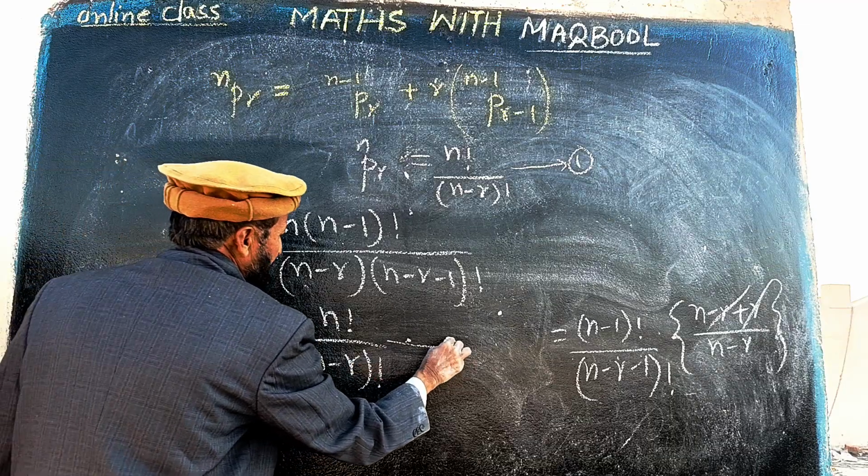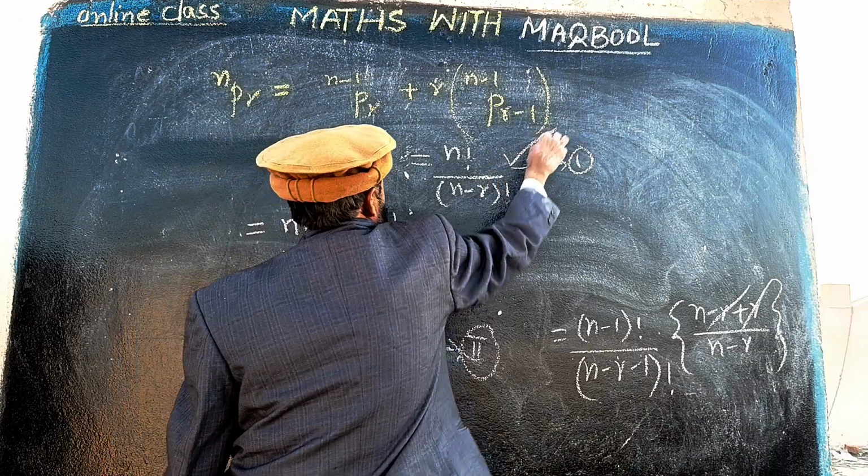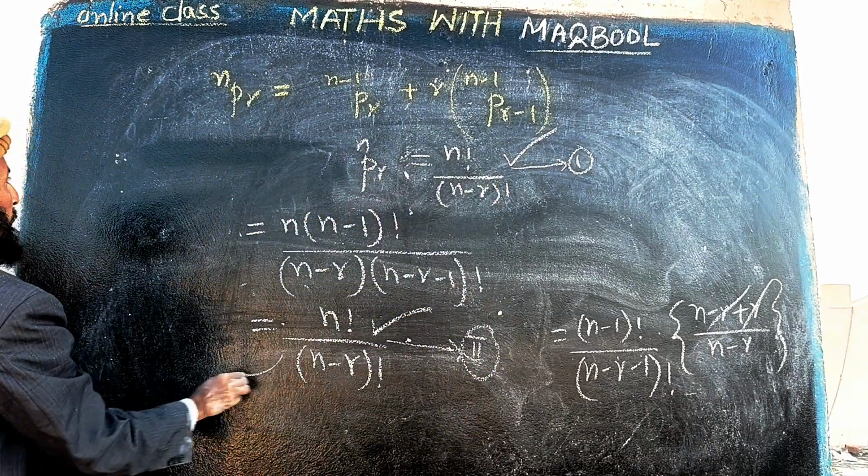We get equation number second. If we compare equation number first and second, both results are the same. So that is the required proof of this.